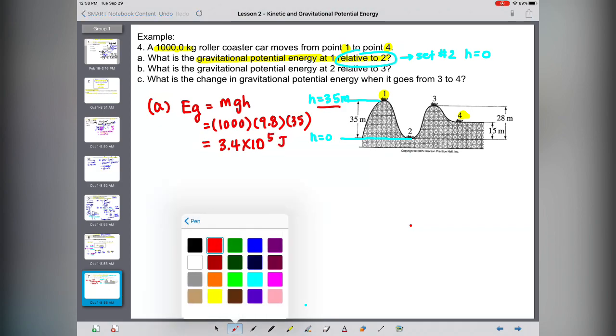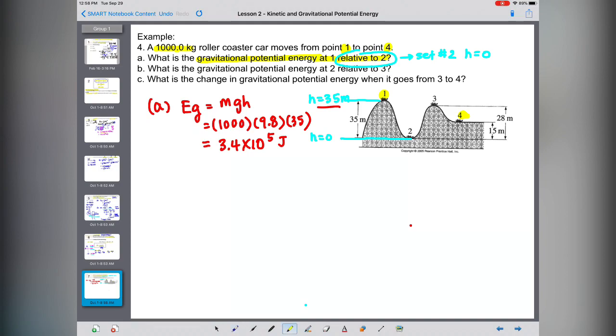Part B. I now need to find the gravitational potential energy at 2 relative to 3. So relative to 3 means I make 3 height equals 0. And so what is 2 then in comparison, at point 2? If h is 0, it's below it. So the height for point 2 is negative 28.